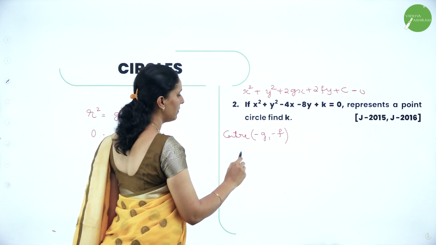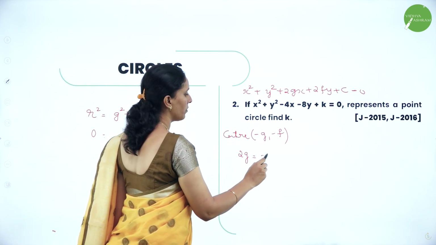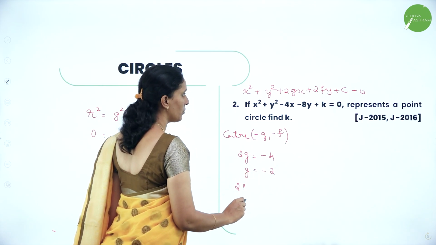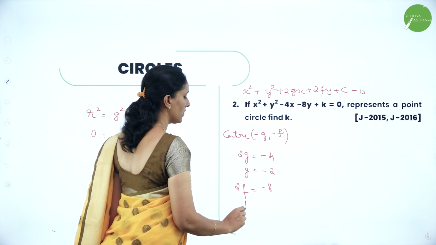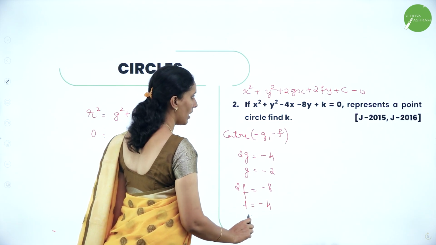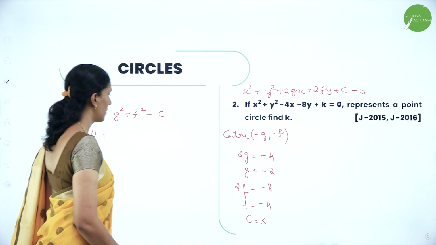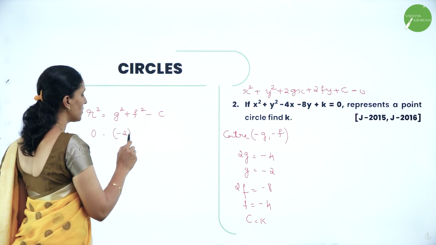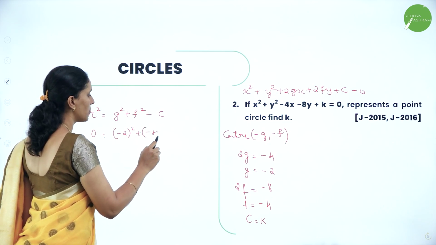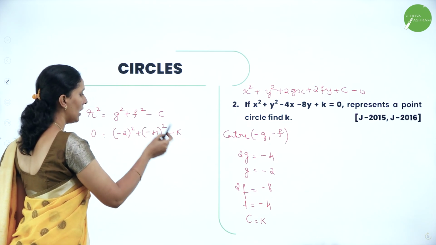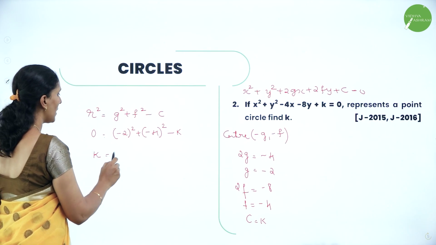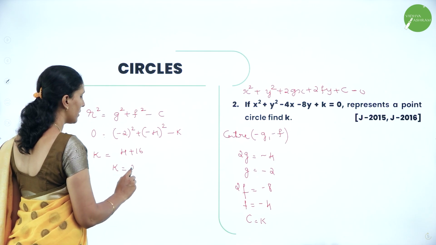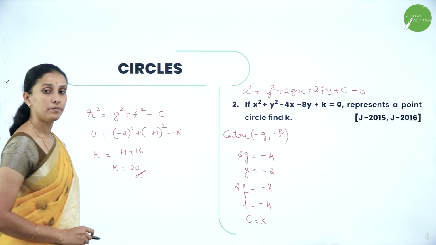Now here we have 2g is equal to minus 4. So g will be minus 2. Similarly, 2f is equal to minus 8. So f will be minus 4 and value of c is k here. So let's write here. So g is minus 2 whole square plus minus 4 whole square minus k. Let me shift k here, then it becomes plus k, 4 plus 16. So the value of k is equal to 20.